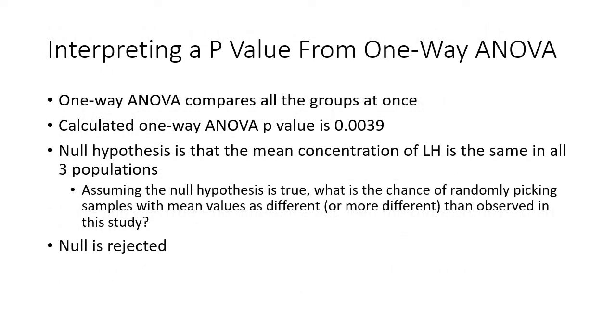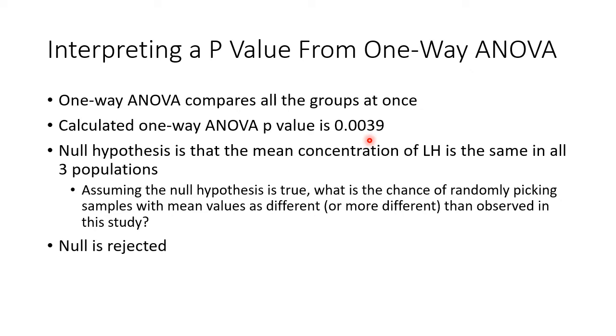Anyway, so looking at that, we ran a one-way ANOVA. So we're comparing all three groups at the same time. And we found that the one-way ANOVA p-value is 0.0039. Okay. The question is, what does that mean? Well, in this case, the null hypothesis would be what? That the runner status has no effect on the LH level. They should be all pretty much identical, just based off of random. Any variability we do find is just random chance, right?